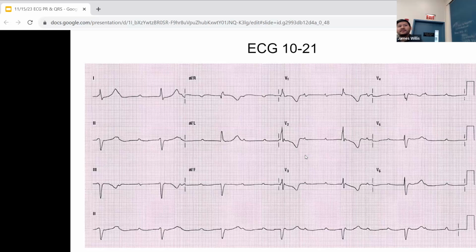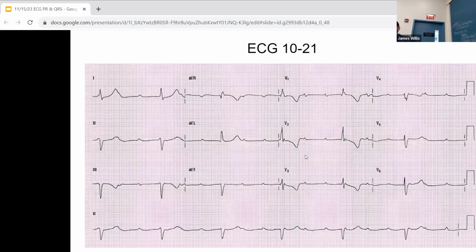What's going on here? How's the PR interval? Two to one. Esteban says 2-to-1. Oh, it's two.